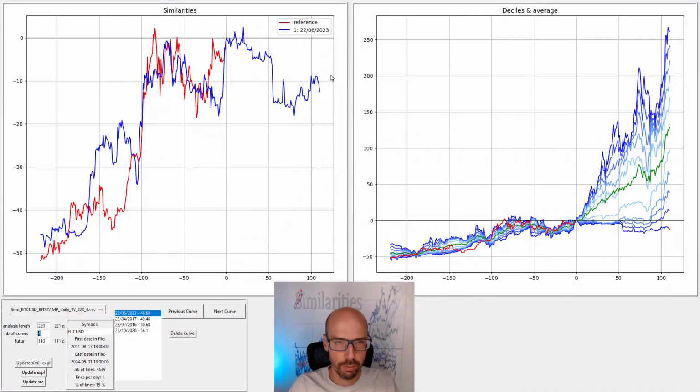So this is a long-term view. I focus on the next 6 months to 1 year, 1 year and a half, and I asked for the 4 best fitted curves in the past. Here in this window, you have the statistical analysis of these 4 curves, with in green the average and in blue the deciles that give us a probability cone.